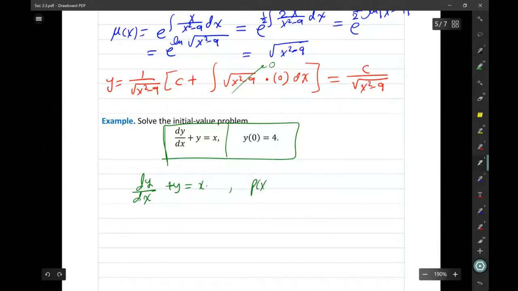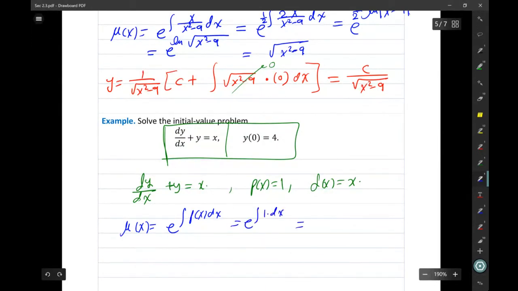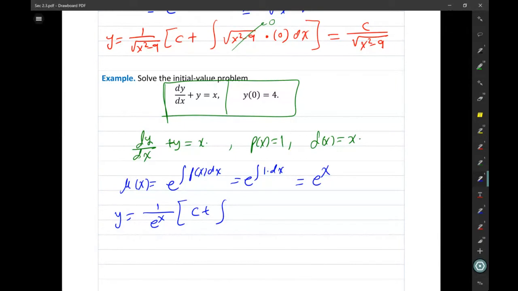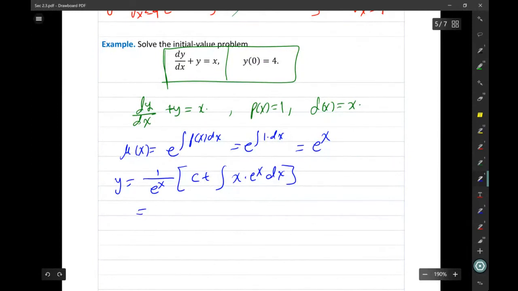Here we have a function p of x. It is written in the standard form. p of x is equal 1, and the function f of x is equal x also. Find mu. Mu of x is e to the power integral p of x dx, which is e to the power integral 1 times dx, which is e to the power x. Now the solution: y is equal 1 by e to the power x times c plus integral mu times f, which is x times e to the x dx. And that becomes e to the power minus x times c plus x e to the x minus e to the x.